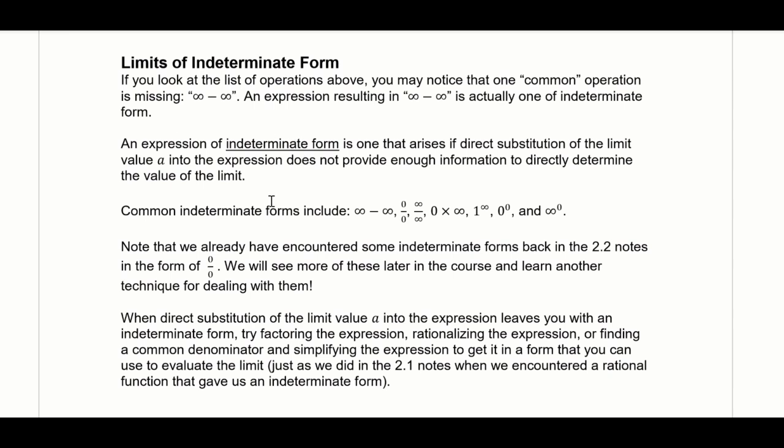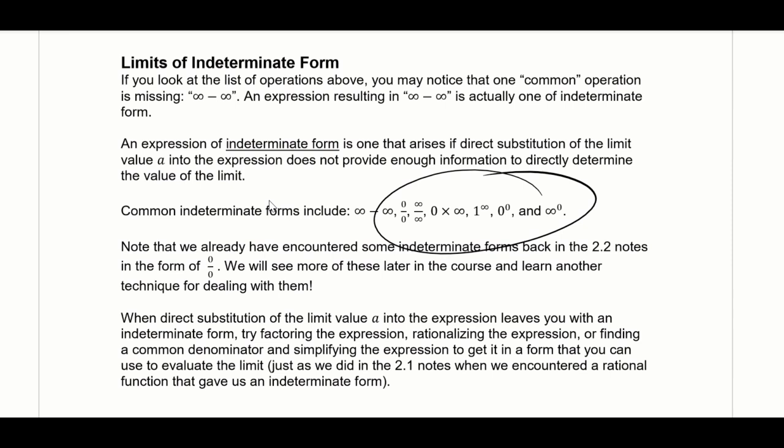So when we talk about an expression of indeterminate form, we're basically talking about some expression where direct substitution, even after manipulation of the function, just doesn't give us enough information to directly determine the value of the limit. Essentially, it's a case where the expression, even when we do substitution, even after we've done some stuff to it, is still vague in terms of what the actual limit might be. So one of these is infinity minus infinity.